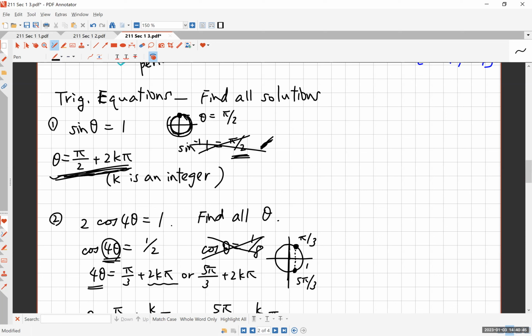Make sure you know how to solve these trig equations, meaning find all possible solutions. And the way to do that is to practice, and practice some more. Okay, so that is section 1.3.